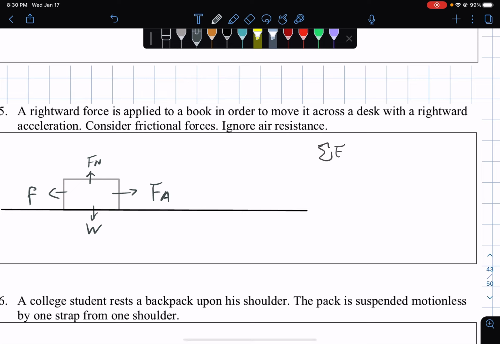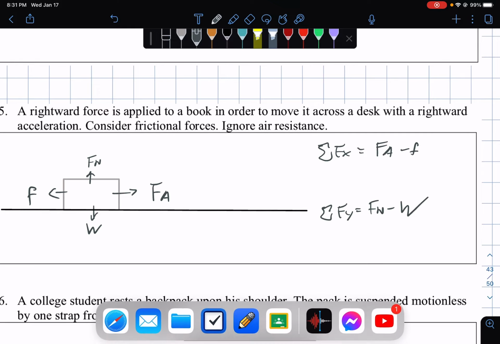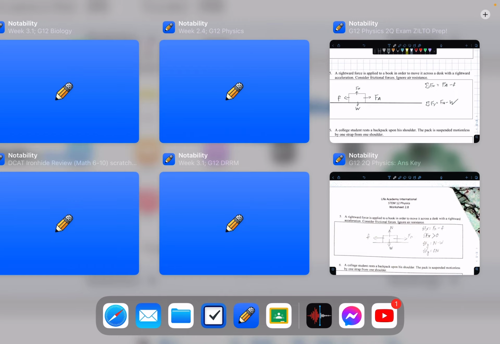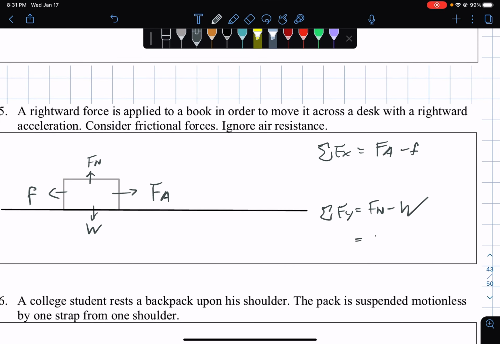So, for the summation of Fx, Fa minus f. For summation of Fy, that is Fn minus W. For Fy, it's equal to 0 newtons. I think this is justifiable since the object isn't either falling or being lifted above. So yeah, it's understandably 0 newtons.